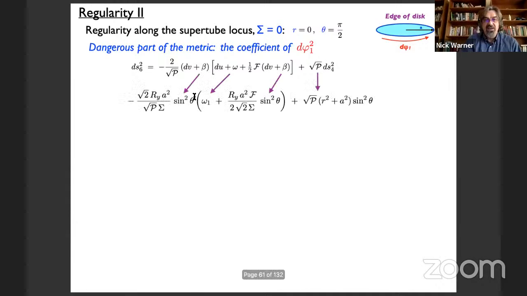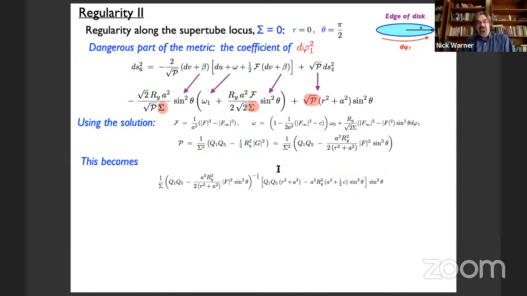The dangerous part is essentially the d phi part of beta. This is the d phi 1 part of omega 1. And this is again the d phi part of beta multiplied by the half f. And then there's also a piece where you have r squared a squared sine squared theta d phi 1 squared times root p. So these are all the coefficients of d phi 1 squared terms in that metric. And the thing to notice is there are a bunch of singular functions there. When sigma goes to 0, this goes to 0, this goes to 0, and this has some 1 over sigmas in it. So you've got to worry about that too.